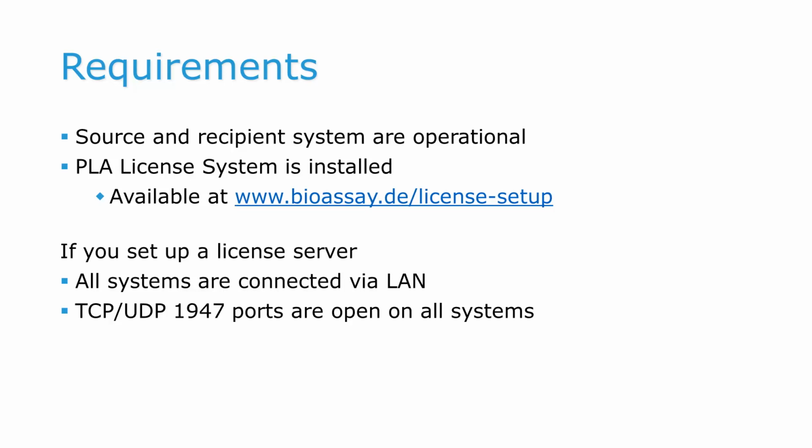Before you start transferring the license, make sure that both the source and recipient system are fully operational. The PLA license system needs to be installed on both systems. You can download the setup file from biosa.de/license-setup. Note: if you want to set up a license server, make sure the server and computers running PLA are connected via LAN, and port 1947 is open for TCP and UDP connections on all systems.